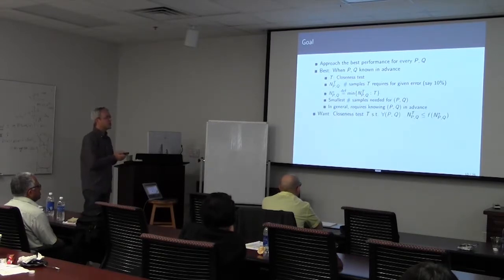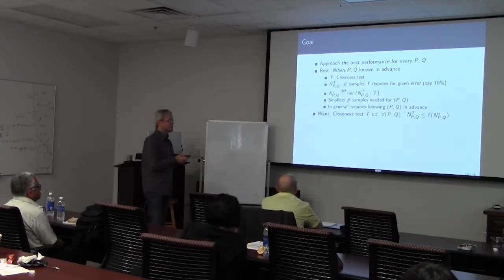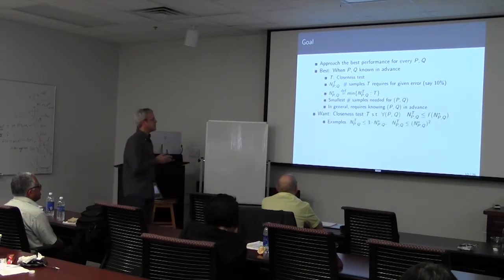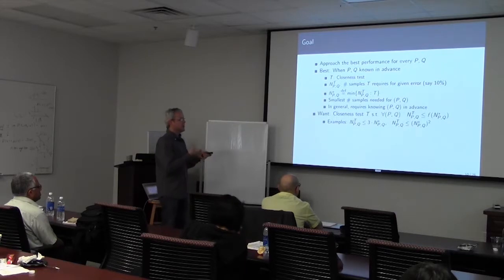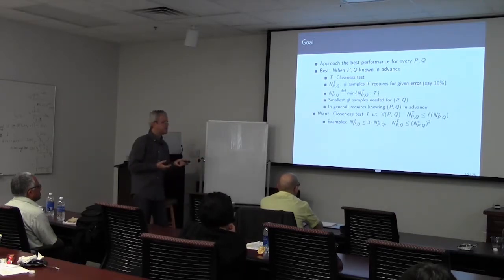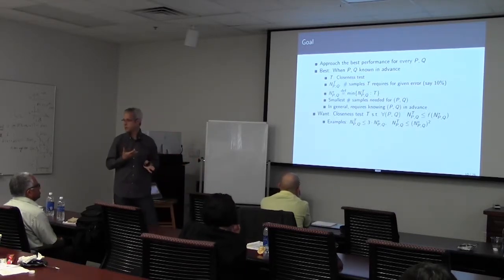Okay. So what we want is a single closeness test T that does not depend on P and Q, and this T has this property that for all P and Q, the number of samples that it will need to get to 10% error is going to be some function of N star. What do we mean by some function? For example, this will be really good if you get at most 3 times N star, or maybe the square or so.